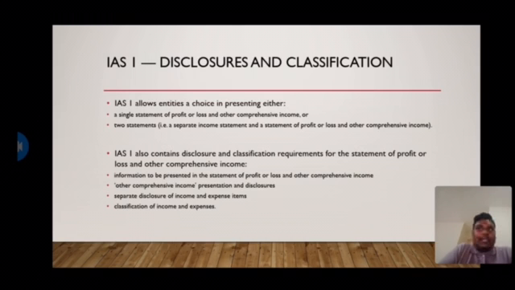IAS 1 also contains disclosure and classification requirements for the statement of profit or loss and other comprehensive income: information to be presented in the statement of profit or loss and other comprehensive income, presentation and disclosure, separate disclosure of income and expense items, and lastly, classification of income and expenses. These are what is contained in the disclosure and classification requirements.